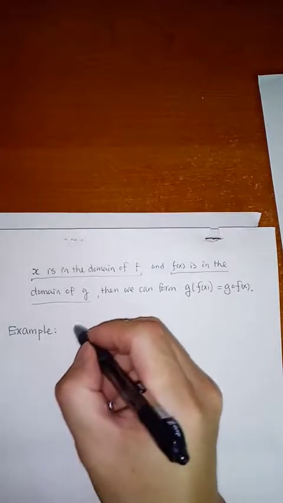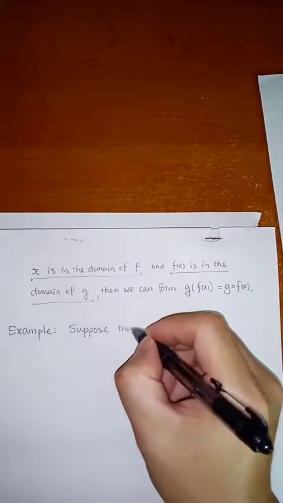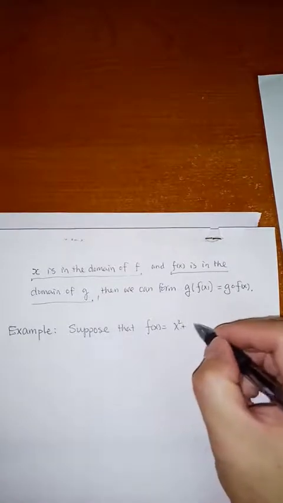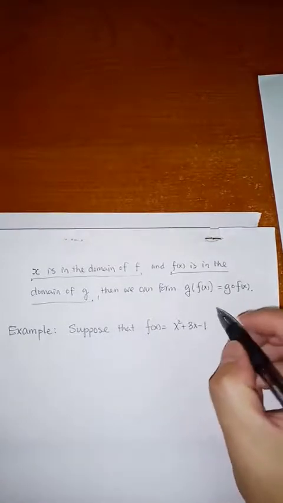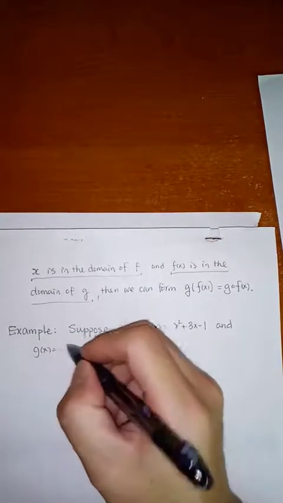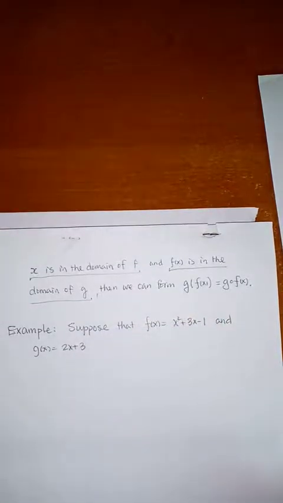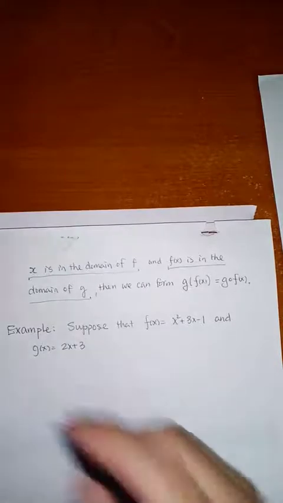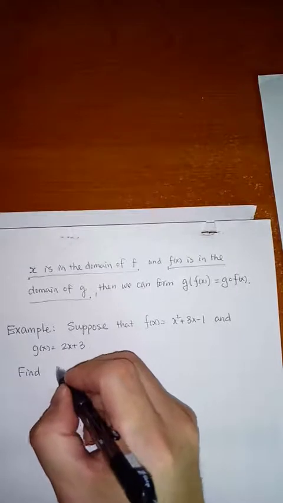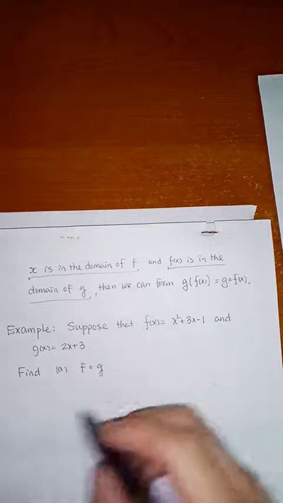So find the composite function and its domain. Suppose that f(x) is x squared plus 3x minus 1 and g(x) is 2x plus 3. Okay, one is a quadratic polynomial, the other one is a linear function. First, find f circle g, f composed with g.